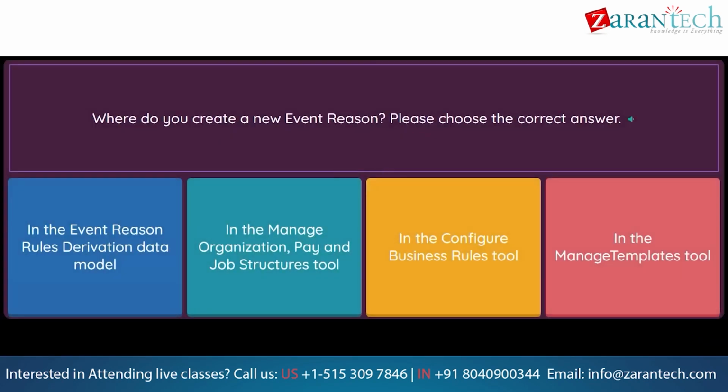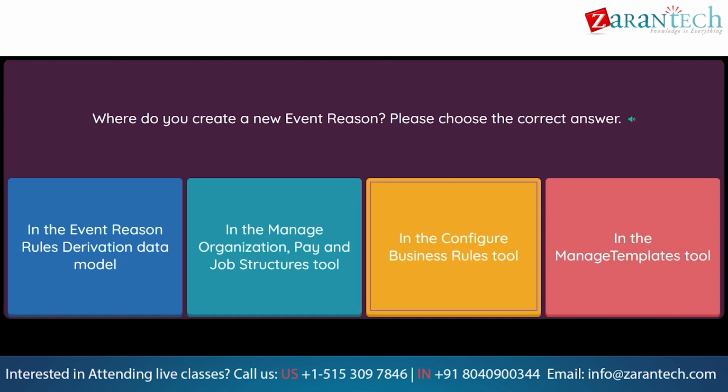Question: where do you create a new event reason? Please choose the correct answer. Option 1, in the event reason rules derivation data model. Option 2, in the manage organization, pay and job structures tool. Option 3, in the configure business rules tool. Option 4, in the manage templates tool.